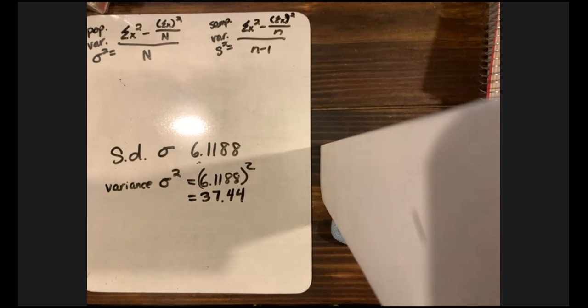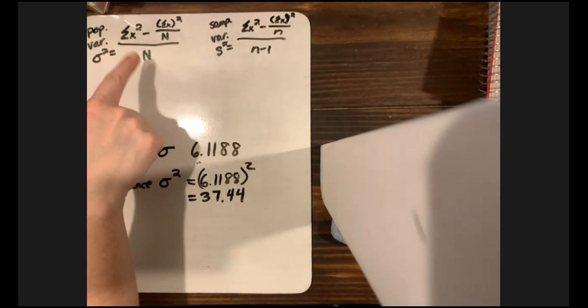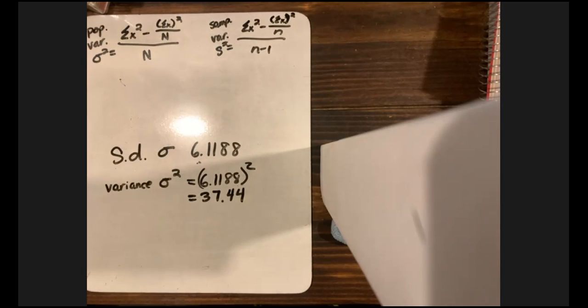So you can use a calculator to help you find your standard deviation and your variances. Okay. With the calculator, you're probably going to be finding standard deviation first. And then variance second. If you're doing it by hand, you're going to be finding your variance first and then taking a square root to get your standard deviation.